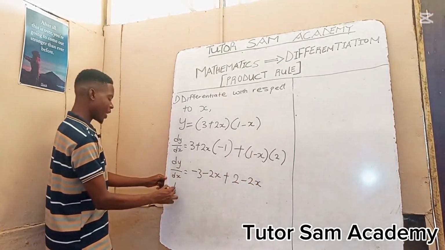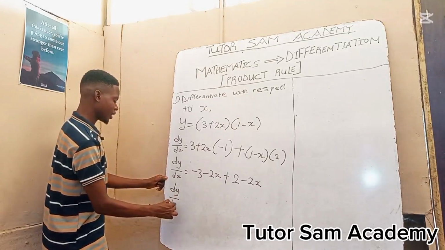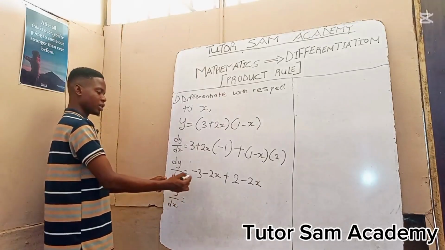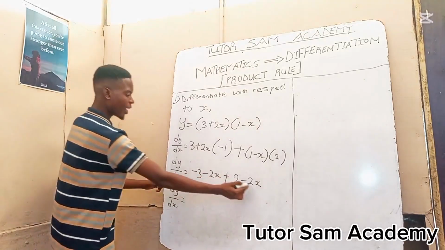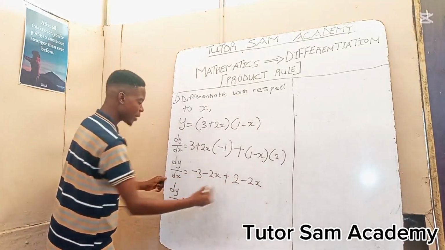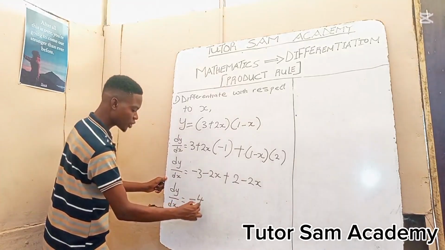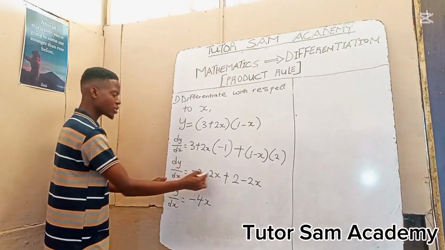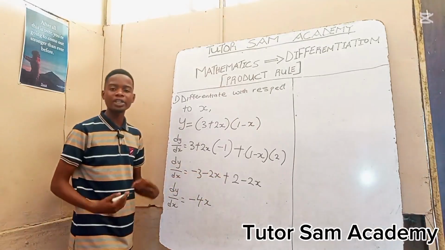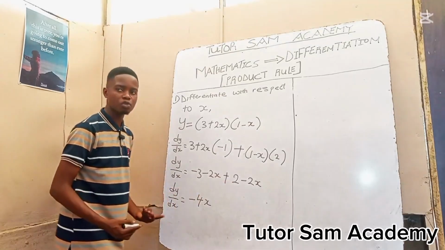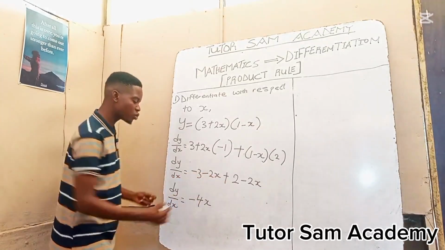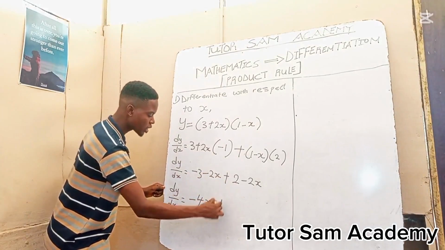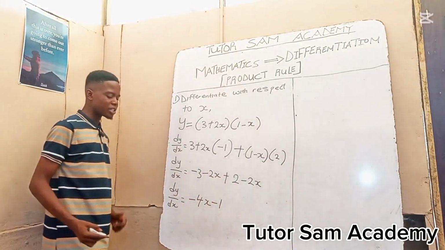So dy/dx will be what? This is minus 2x and minus 2x. That one will give us minus 4x. Are we together? Then this is minus 3 and 2. Minus 3 means you are owing 3. Plus 2 means you have 2. So whenever you are owing and you have 2, your balance, you will still be owing what? Minus 1. So this is the final answer.